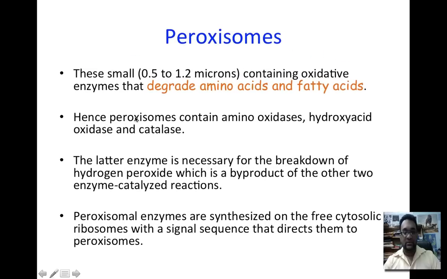All right, peroxisomes contain oxidative enzymes that degrade amino acids and fatty acids. Hence, peroxisomes contain amino acid oxidases, hydroxy acid oxidase, and catalase. The latter enzyme, catalase, is necessary for the breakdown of hydrogen peroxide, which is H2O2, a byproduct of other enzyme-catalyzed reactions. H2O2 needs to be broken down because it could cause a lot of cell damage if left. Alright? Peroxisomal enzymes are synthesized on the free cytosolic ribosomes with a signal sequence that directs them to peroxisomes.